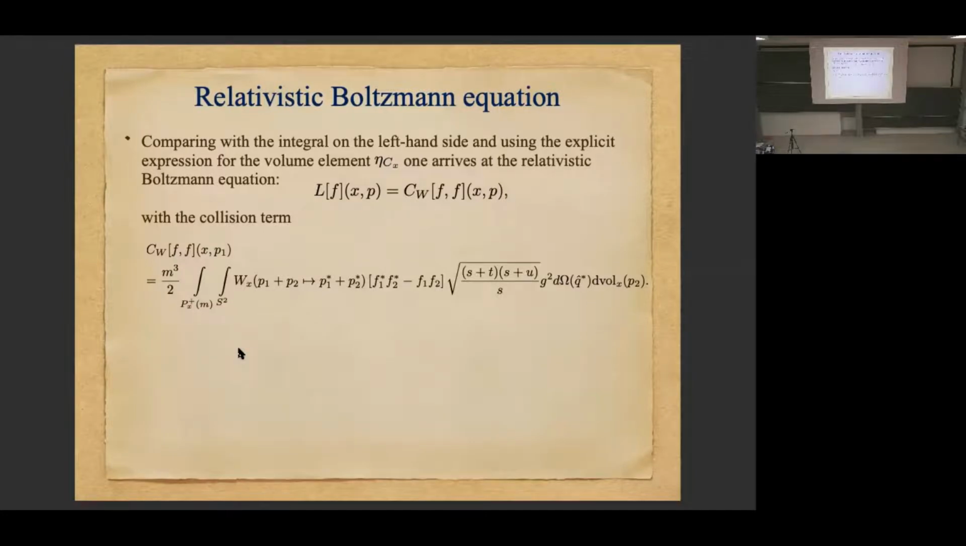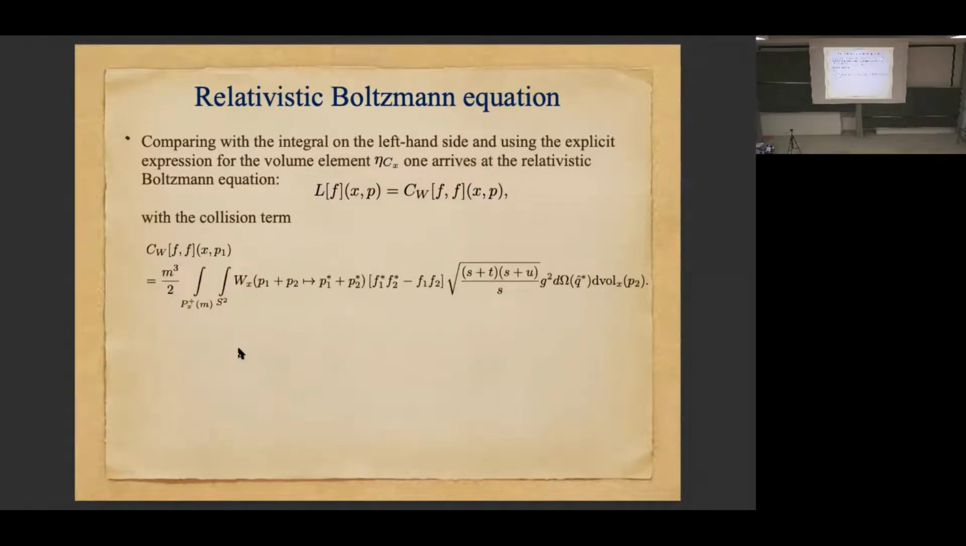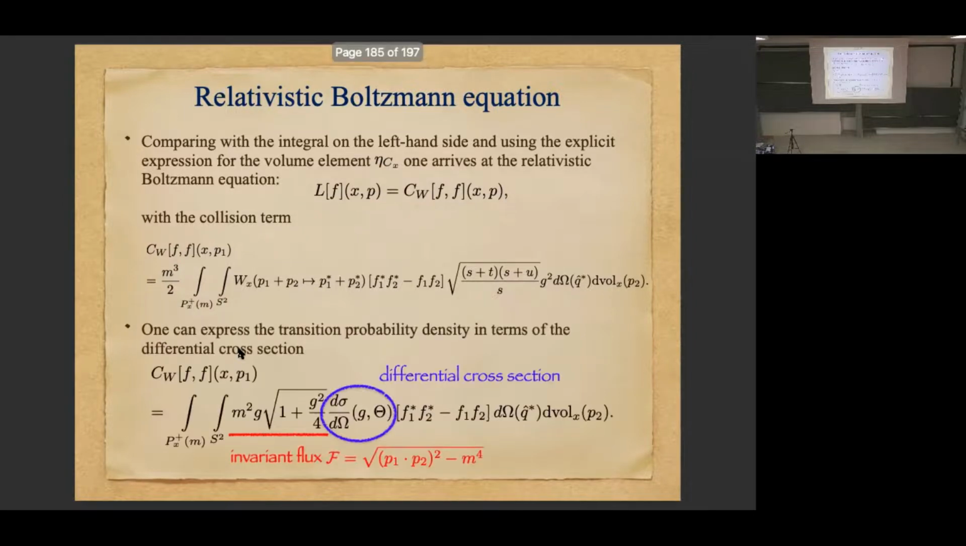Here you have the Liouville operator acting on F, and here you have this collision term, and the collision term is basically everything you had except the integral. You have to use the result about the volume form that we had, so that gives you a multiple integral, and then you compare the integrals on the left and the integrals on the right, and then you get this expression here. Okay, that's the collision term.